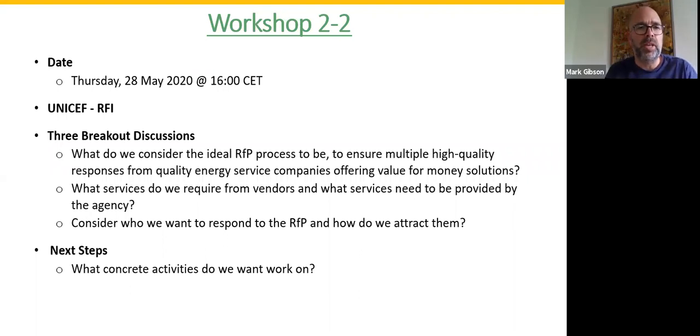But what we're looking to do is to have one group consider what the ideal RFI process would be to ensure we got multiple high quality responses. The second breakout discussion would be looking at the split of services that have to be provided by the vendor and what needs to be provided by the agency itself. For instance, do we have a strong leaning towards the security of the system if it's in a remote area? Who's responsible for that? What about importation?